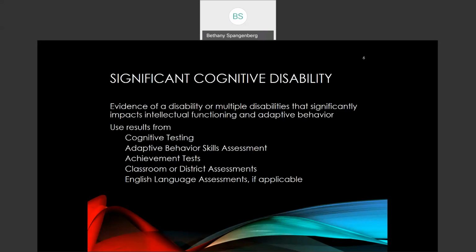Additional evidence of a significant cognitive disability should come from several different sources. Some examples are listed on the eligibility criteria form, such as classroom or district assessments, and English language assessments if applicable.